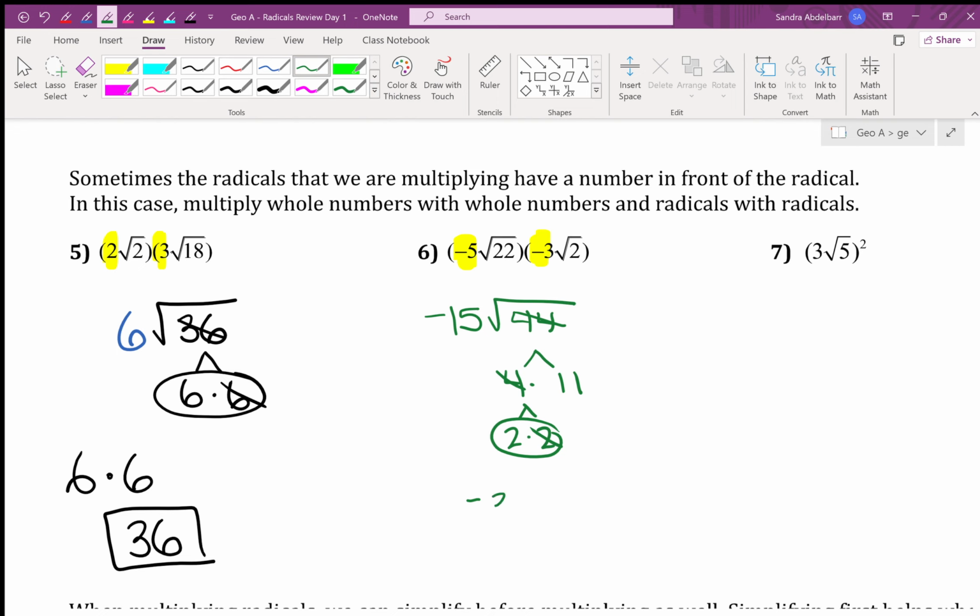Negative 30. I think it's supposed to be positive 15 on the outside. Oh, you're right. Thank you. Negative times a negative is a positive.